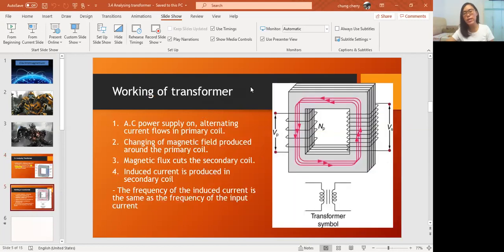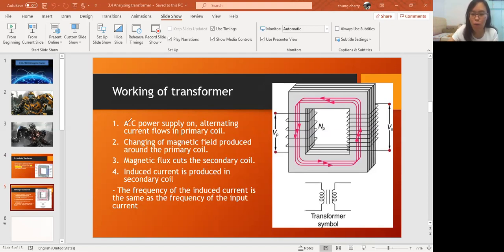Okay, so the working of the transformer. This one I want you to copy down everything, because if any questions come up, you use this way to explain how a transformer is working. They are using a combination of two things: the force produced in a current-carrying conductor, and also electromagnetic induction to produce the current in the secondary part. So we have two parts.